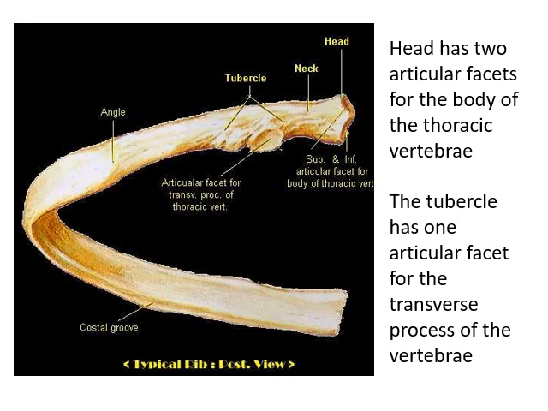Then you have a slightly narrow part which is called the neck, and then you see the tubercle here. Now the tubercle also has an articular facet, which is there for the articulation with the transverse process of the thoracic vertebra. So the tubercle has one articular facet for the articulation with the transverse process of the vertebra.